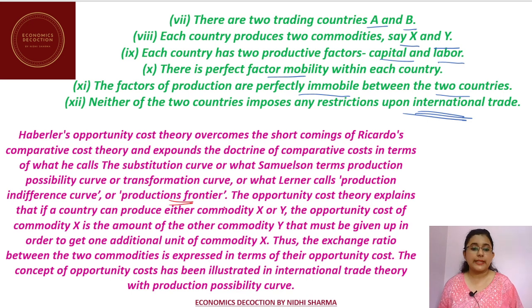The opportunity cost theory explains that if a country can produce either commodity X or Y, the opportunity cost of commodity X is the amount of the other commodity Y that must be given up in order to get one additional unit of commodity X. Thus, the exchange ratio between the two commodities is expressed in terms of their opportunity cost. The concept of opportunity cost is illustrated in international trade with the production possibility curve. So we use the production possibility curve to show the opportunity cost theory of international trade.